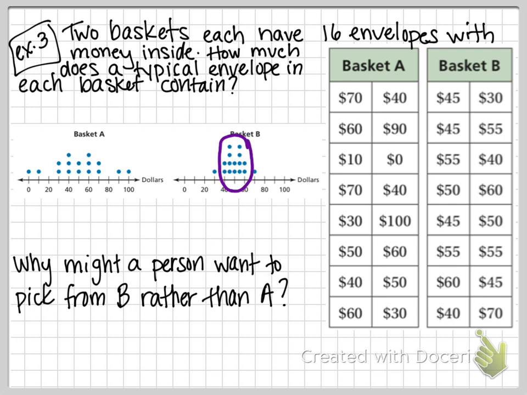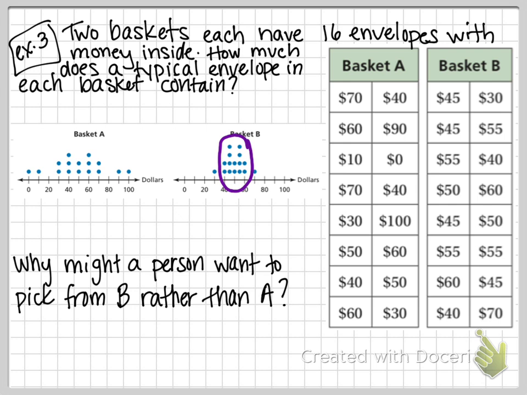What would you expect to see in the measure of variation for basket B? Would it be a large variation measure or a small? Miles? Small. It's not very spread out. It's very concentrated in the middle, so it would be smart to pick from that one because you'd be more likely to get some money.